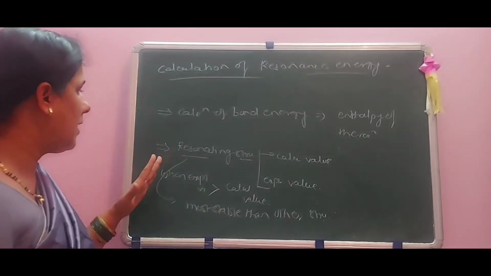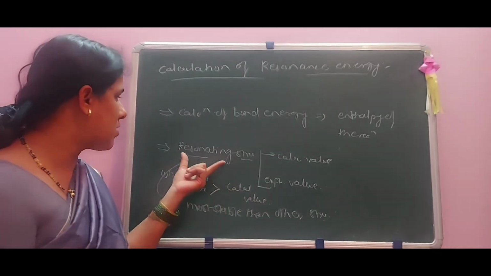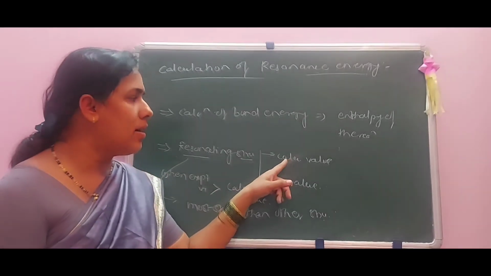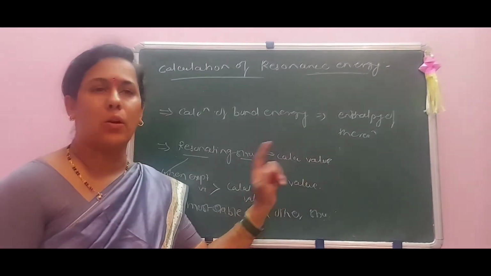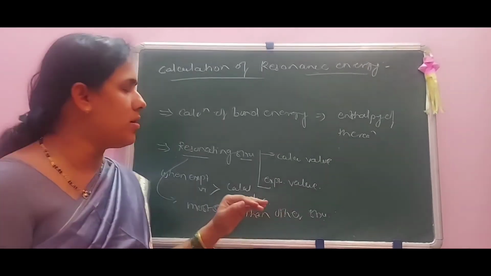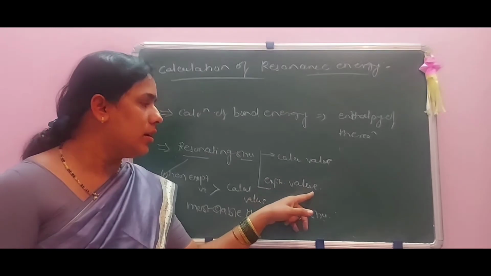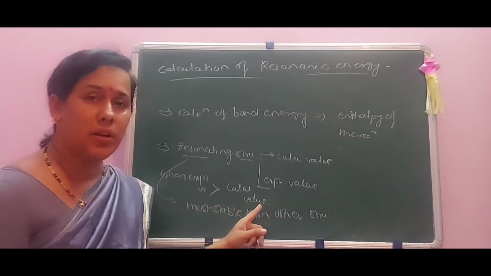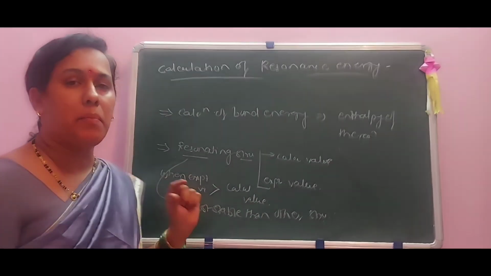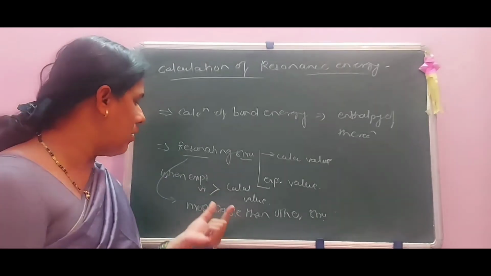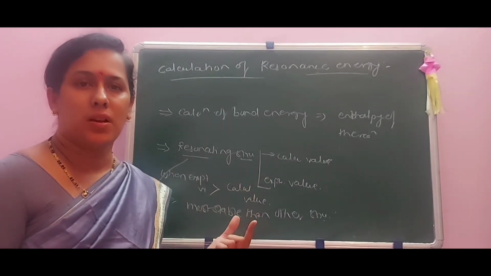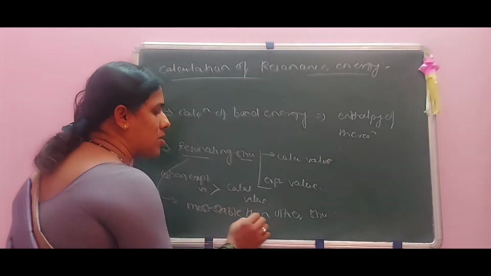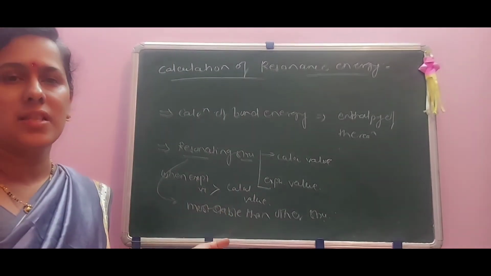Again I am repeating this. If a compound has a resonating structure, we first calculate the total calculated value of the compound along its single bonds and double bonds. Then we compare it with the experimental value. If the experimental value is greater than the calculated value, the difference between them is the resonance stabilization energy for that structure, and therefore resonating structures are more stable than the simple structure.